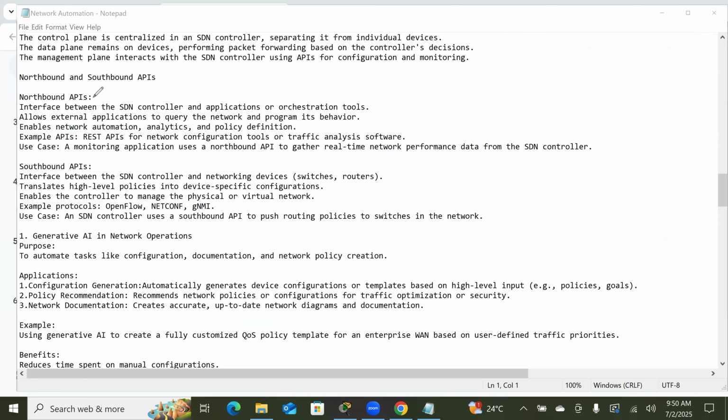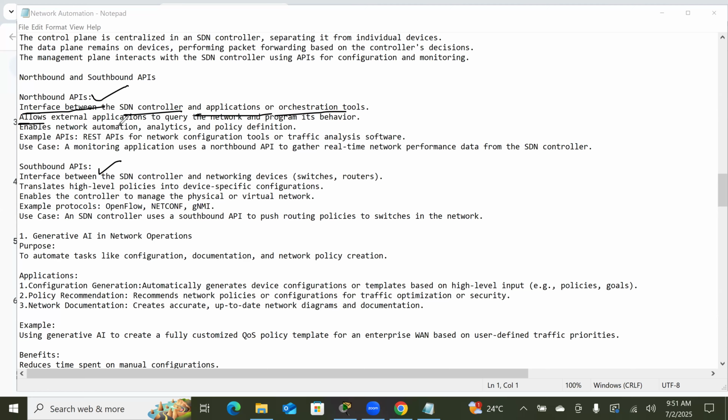There they are, northbound APIs and the southbound API. Here, the northbound API is the interface between the SDN controller and an application or an orchestration tool. It's the interface between the SDN controller and the application stack. From the application stack, we push all the policies and configuration towards the controller, and the controller sends them to the end devices, like the data plane, again with the help of southbound APIs.